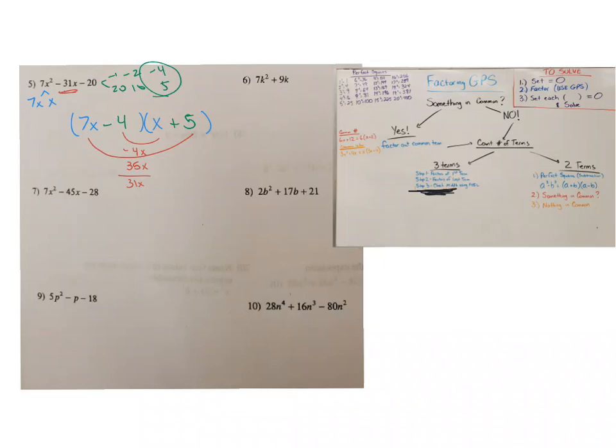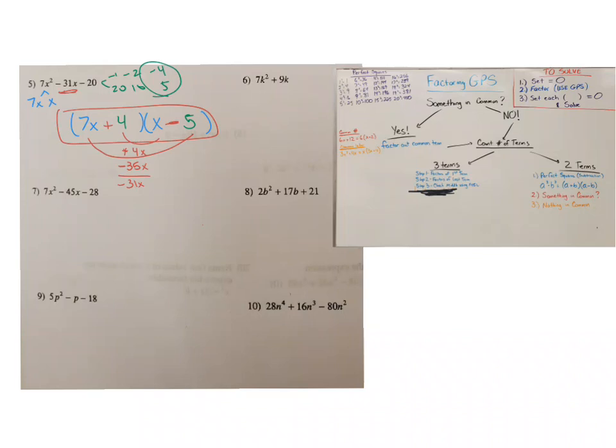Right? Now remember, order matters. I will get a completely different middle number if the 4 is next to the x and not next to the 7x. So it does matter. Now to make this correct, I do have to change those signs. I'm going to make this a plus 4 and this a minus 5. So now when I do that, I get plus 4x, I get minus 35x, which is minus 31x. So look, that's my final answer.